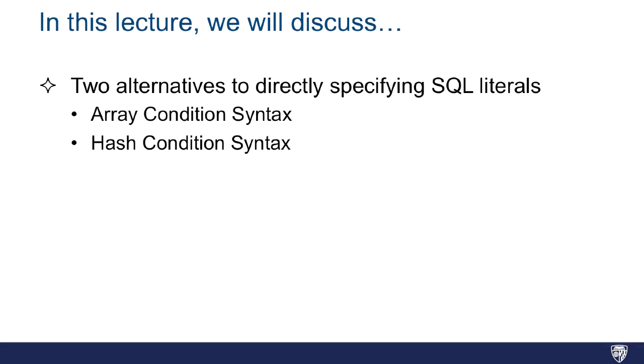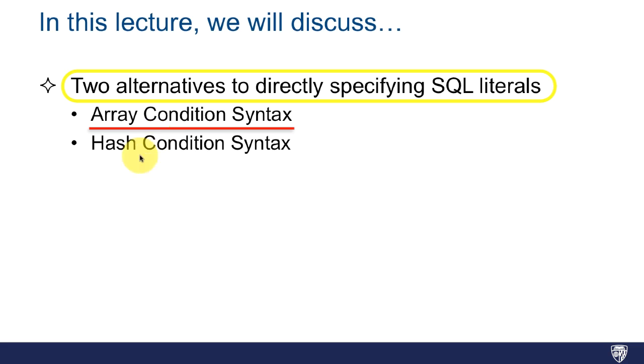In the previous lecture we talked about how including SQL fragments in your queries can make them really powerful, but there was an issue. There was an issue of SQL injection. So the question is, how do we get around that issue? And in this lecture we talk about two alternative ways to get around that issue. Number one, using the array condition syntax, and the second one is using the hash condition syntax.